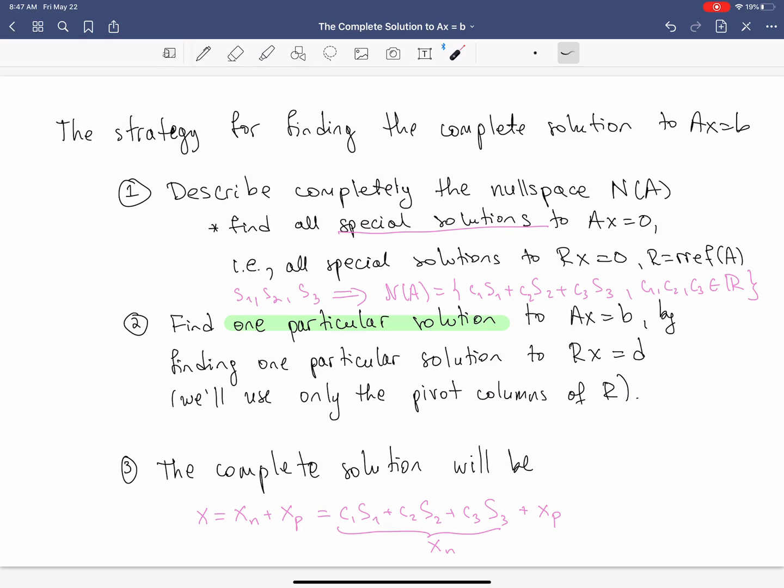All right, now we'll put all of this strategy in practice through several different examples to see the different cases that we could have, but I'll do that in following videos.